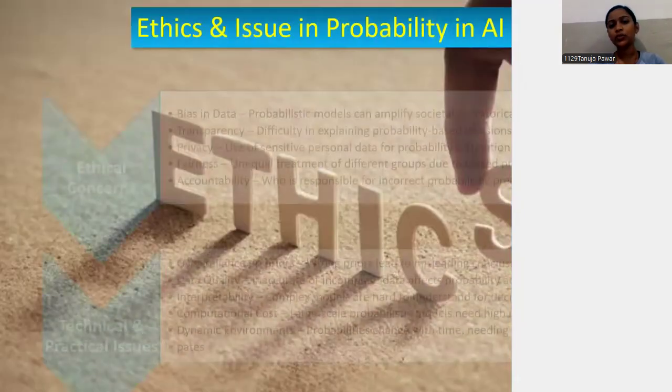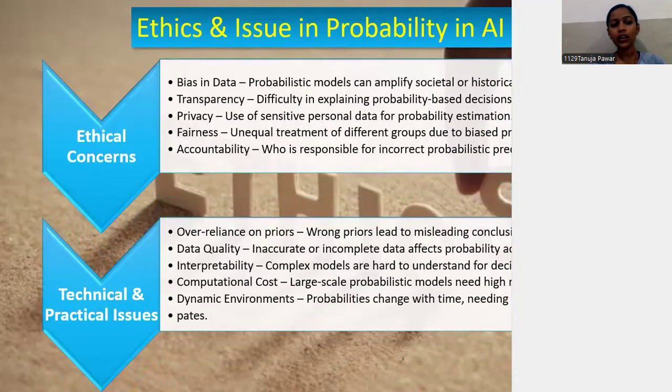Then the ethics and issues in probability in AI. The ethical concern was bias in data. Probabilistic models can amplify statistical or historical biases. Then transparency: difficulty in explaining probability-based decisions. Privacy: use of sensitive personal data for probability estimation. Fairness: unequal treatment of different groups due to bias. Accountability: who is responsible for incorrect probabilistic predictions?